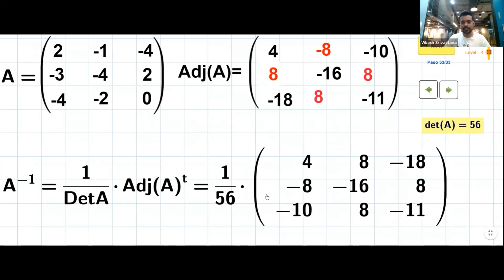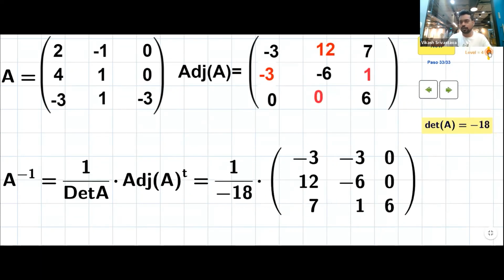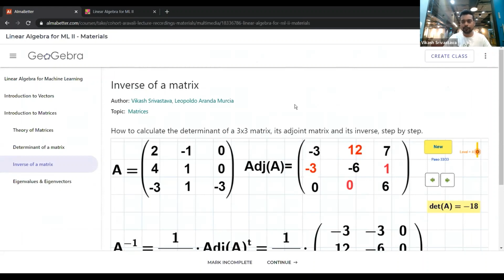In this case, the determinant is something else, right? Whenever you click on new, it will generate new data for you. There are a lot of things which we can do, but I hope you guys get the basic idea of how to calculate the inverse.